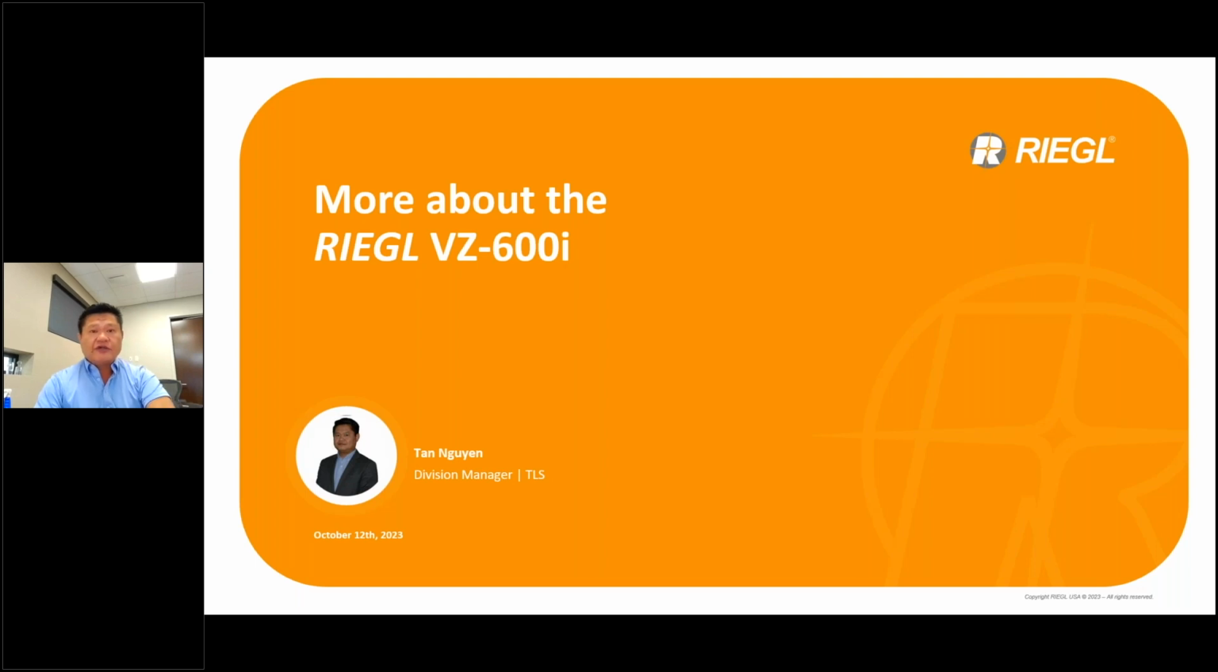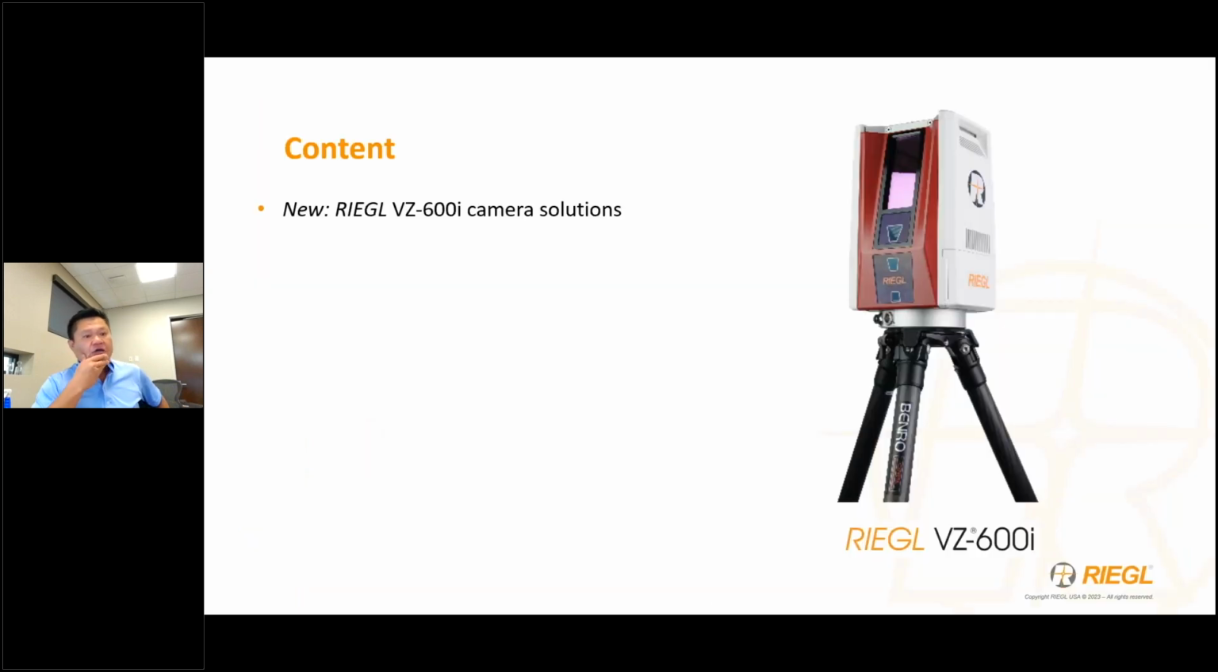We'll go ahead and just go over the agenda. I promise I won't take too long, but let's look at the content. So we have some new additional camera solutions, right? It was a big push from our customers to make it an internal camera, and of course we did that, and we answered it with 3 internal cameras on the VZ600i, but we also have other solutions as well. And then we'll go over the onboard face detection and blurring.